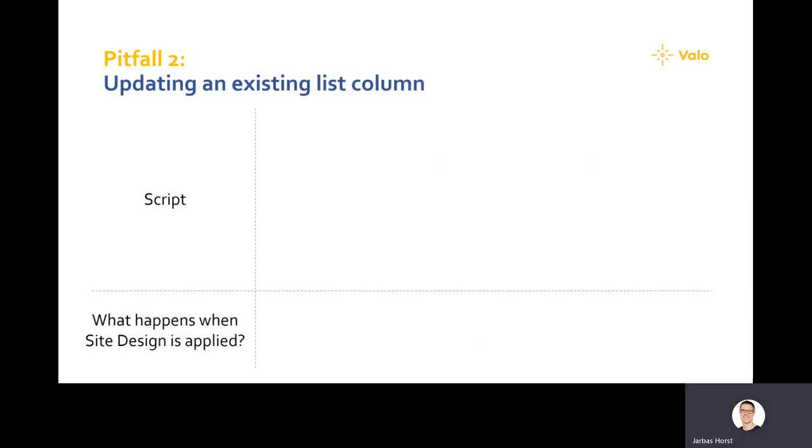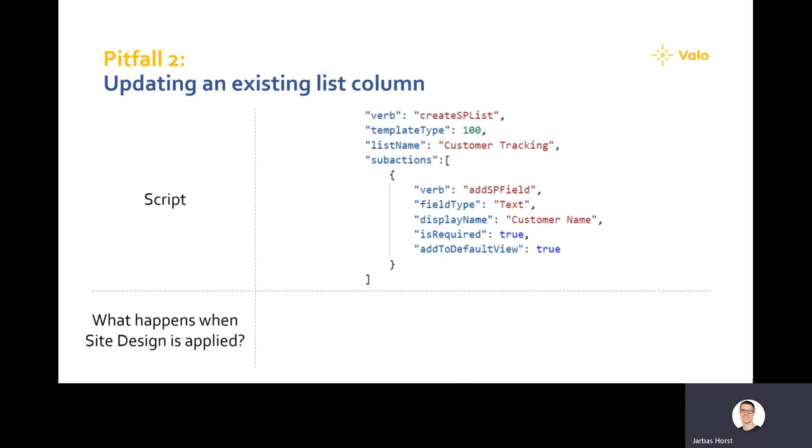Right, the next pitfall is about updating an existing list column. Here is my script. I have already used this script to create the customers tracking list, as well as creating the customer name column. But now I want to change the add to default view property. It was created with the value of false, and I want to change it to true. Interesting to note here, if you want to update content, there is no update SP list verb. So basically, the verbs that you use to create content can also be used to update it.